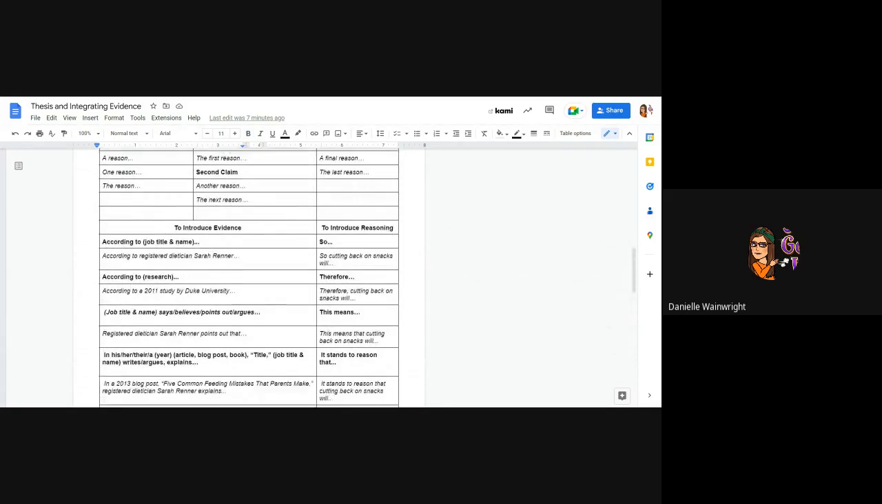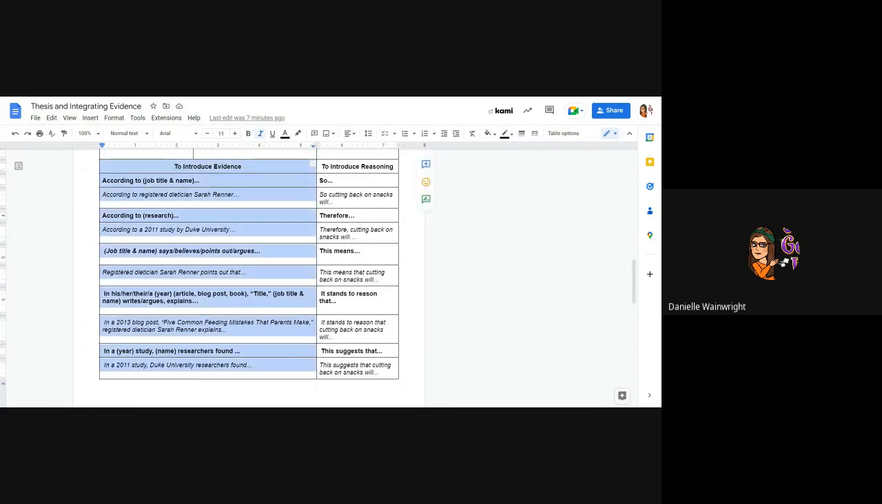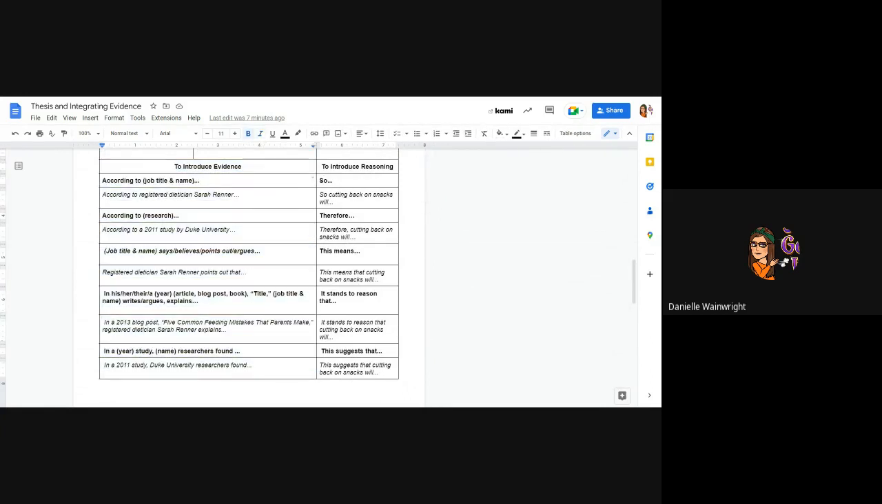Okay, so to introduce evidence, these are all your phrases, the way you can start. In bold is the descriptor of how you do it, and then in highlighting or in italics is an example. Okay, so you can list someone by their job title and who they are and say "according to" them. You could reference research.